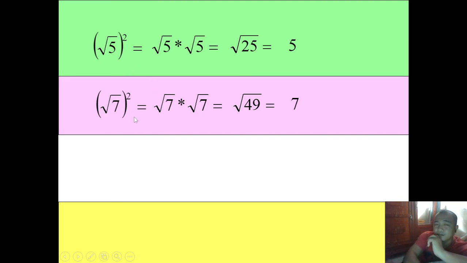Okay. Square root of 7 times square root of 7 means square root of 49. Square root of 49 is 7. Or simply, we just cancel the index and the exponent. So, the answer is 7.